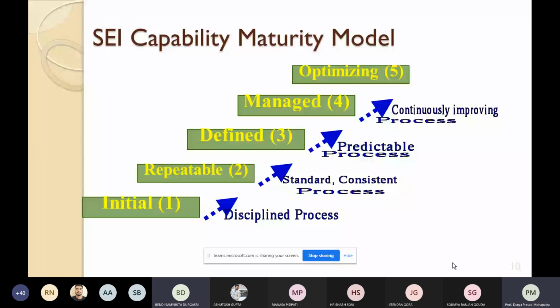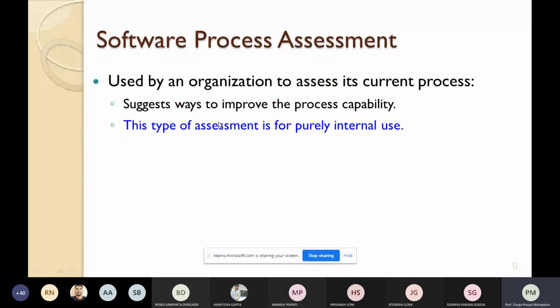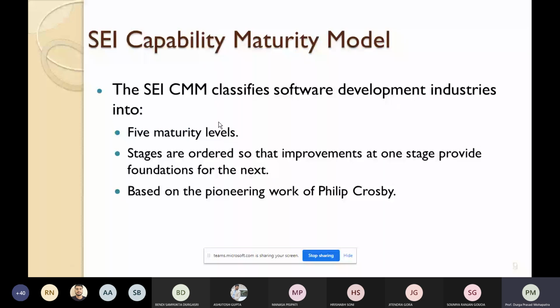Okay, so whatever we have discussed were only the fundamental things. Actually, from here the main levels and the important characteristics of CMM will start now. Now let's see in detail the SEI capability maturity model. Before this, I told you that this type of assessment is purely for internal use, not for external use. The SEI CMM classifies software development industries into 5 maturity levels, very much important.